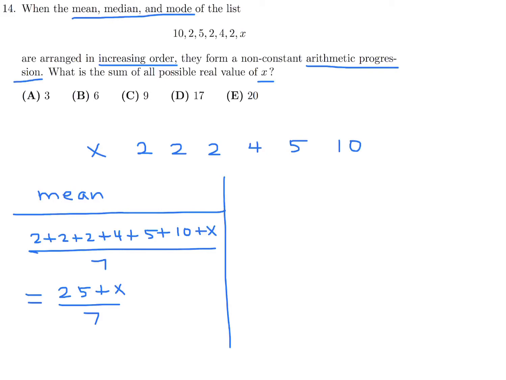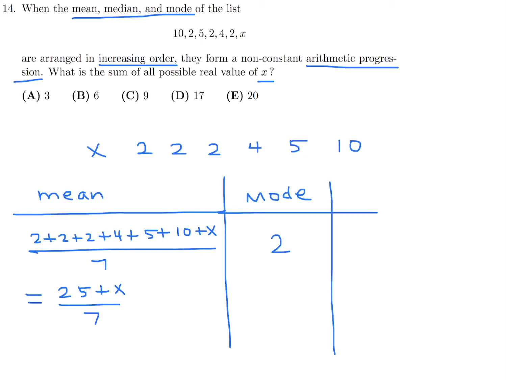How about the mode? Let's look at the mode next. The mode is the number that appears most often, and in this case it's 2. Right? Because even if x is 4 or if x equals 5, it would still not become the mode because 2 appears 3 times.